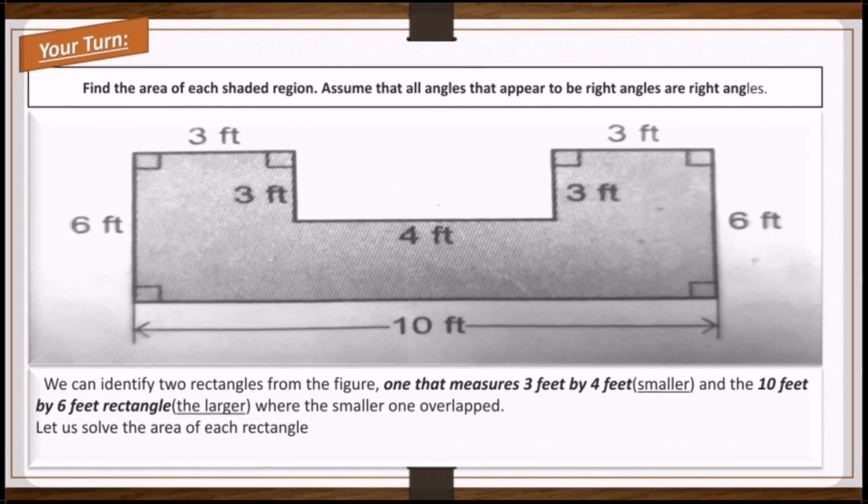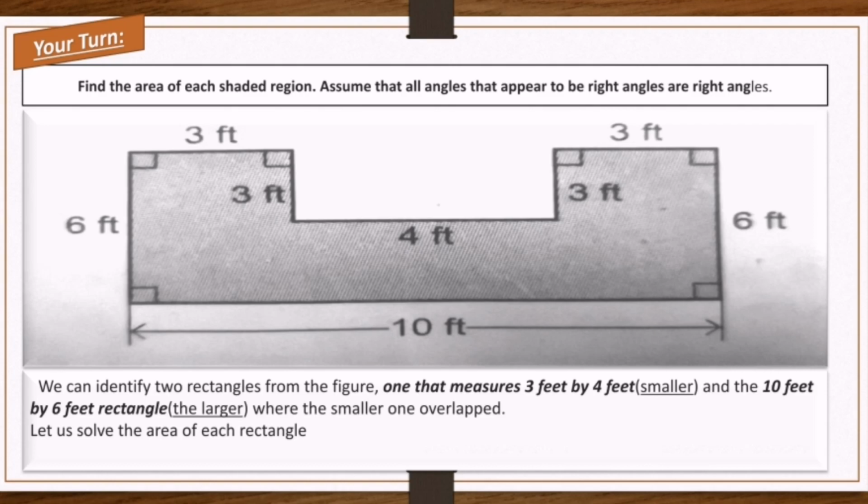Your turn. Find the area of each shaded region. Assume that all angles that appear to be right angles are right angles. Now, based on this figure, we can identify two rectangles. One that measures 3 feet by 4 feet and the 10 feet by 6 feet rectangle, where the smaller one overlaps. Now, what we're going to do here is to find the area of each rectangle, the smaller one and the larger one.